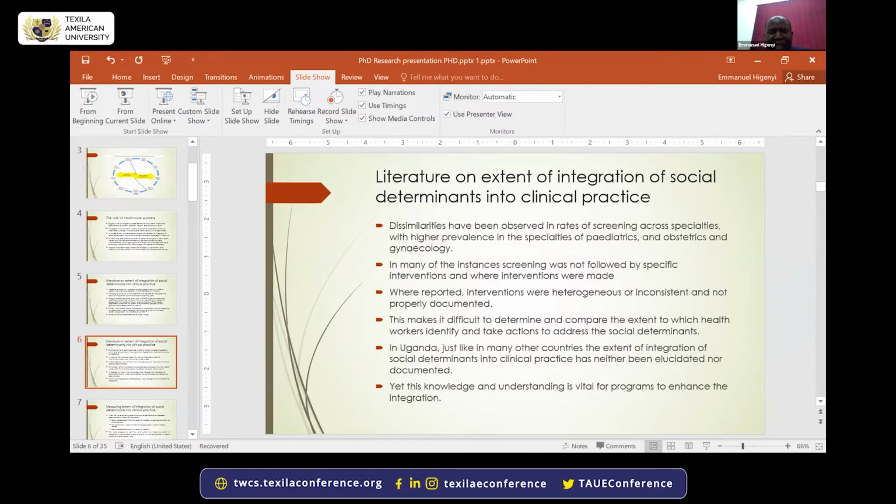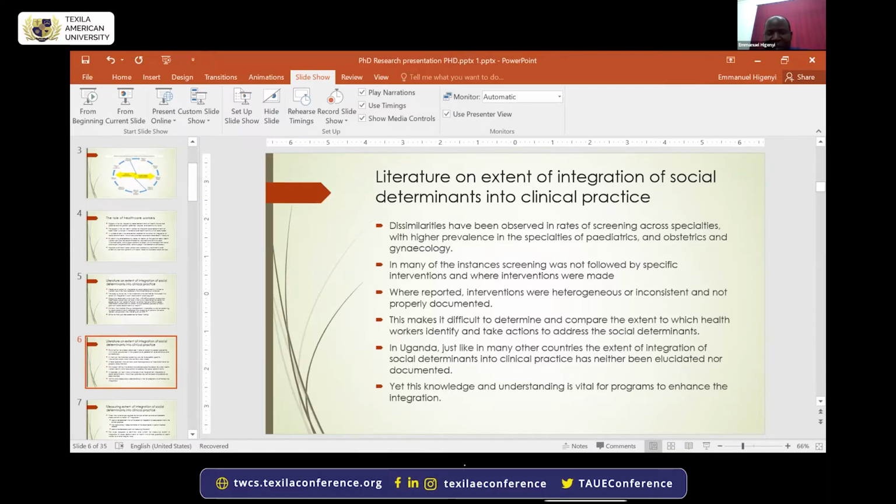Now, we know there are a lot of dissimilarities in the way screening is done. Also, in the instances where screening has been undertaken, there are no specific interventions undertaken by the health workers to support the patients who could have those social risk factors. And when interventions are reported, they are heterogeneous and inconsistent, highlighting a big problem in this area that would require proper investigation. It makes it difficult to compare the different settings as far as integration is concerned.